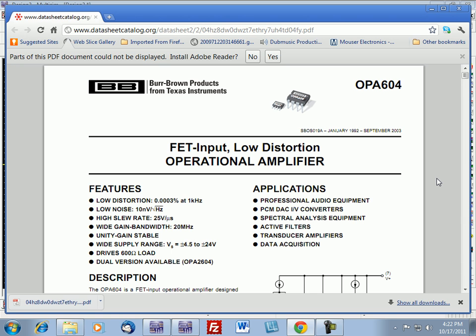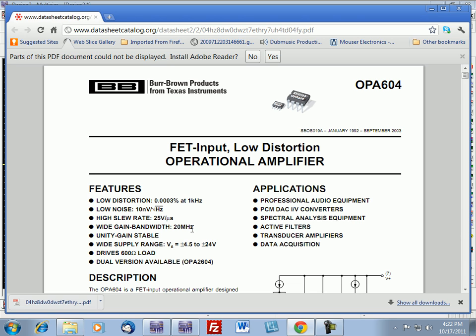This preamp has been used in professional audio equipment, digital to analog converters, active filters. This preamp also has a very low distortion of 0.003% at 1 kilohertz total harmonic distortion. It also has a very low noise floor of 10 nanovolts. It also has a high slew rate of 25 volts per microsecond. Also has a very wide bandwidth, 20 megahertz.